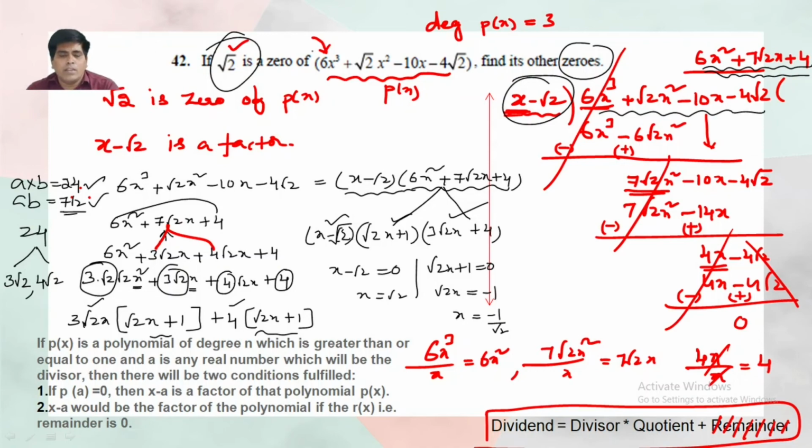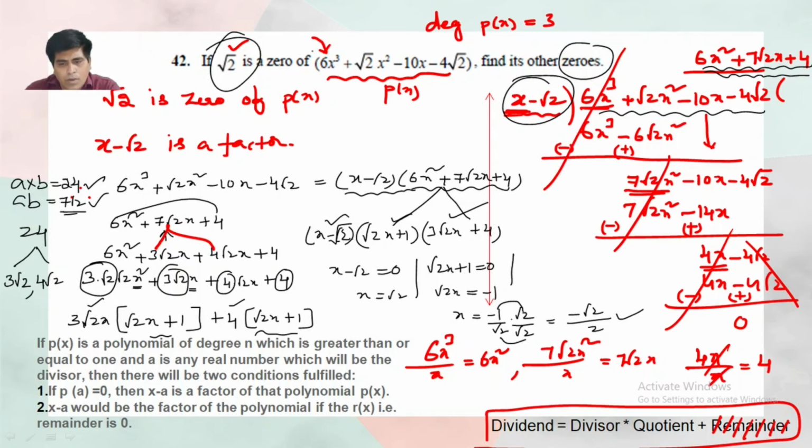Anyway, in the denominator we should not have an irrational number, so you have to simplify it. I am multiplying by root 2 by root 2, rationalizing the denominator. So ultimately, numerator into numerator, that is root 2, and root 2 into root 2 is 2. So I got one more root here. Out of 3, one already given, I got one more root as minus root 2 by 2.